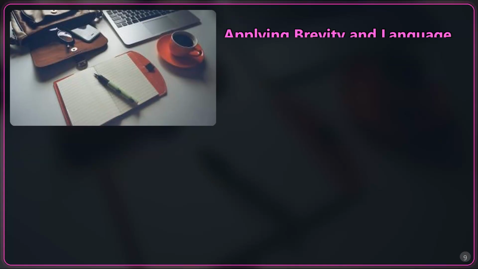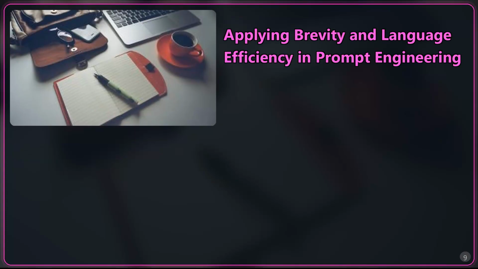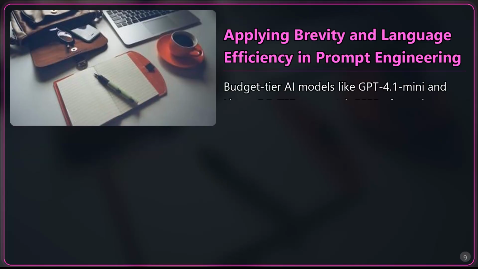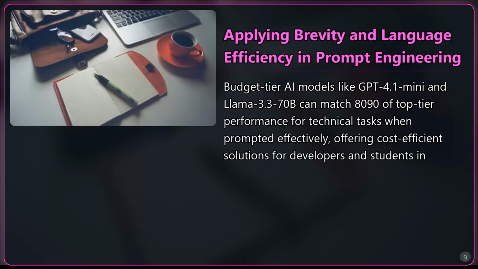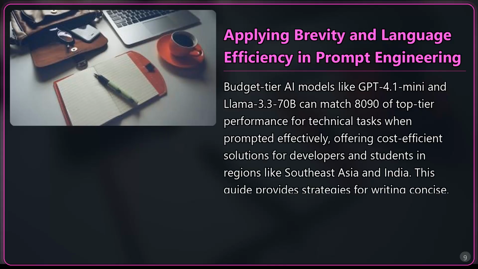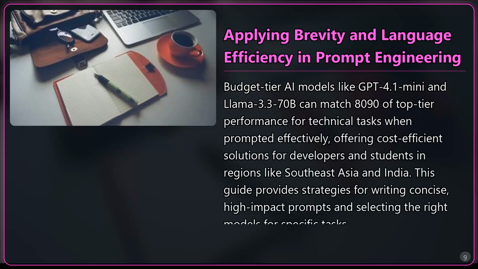Applying brevity and language efficiency in prompt engineering. Budget AI models like GPT 4.1 Mini and Llama 3.3-70B can match 80-90% of top-tier performance for technical tasks when prompted effectively, offering cost-efficient solutions for developers and students in regions like Southeast Asia and India. This guide provides strategies for writing concise, high-impact prompts and selecting the right models for specific tasks.